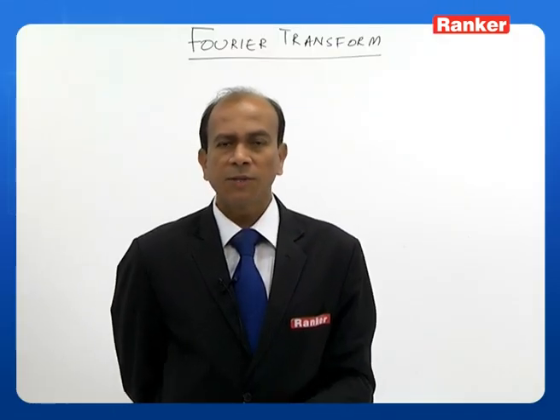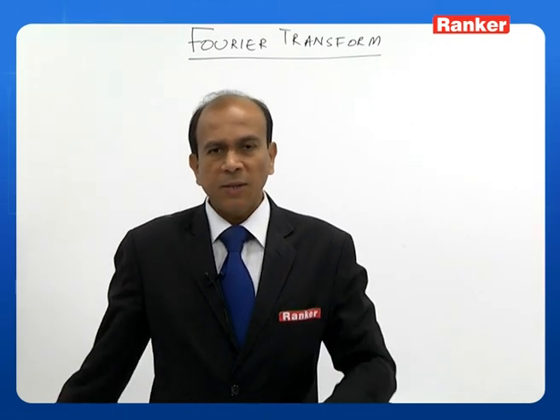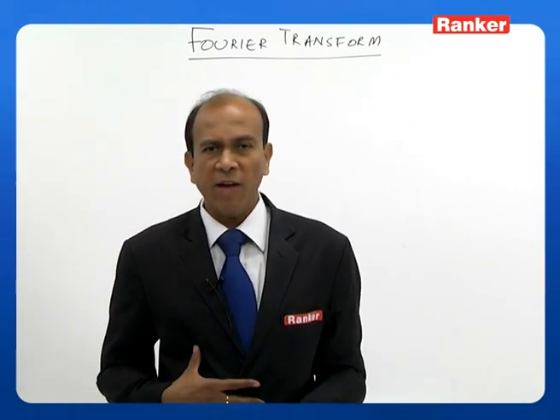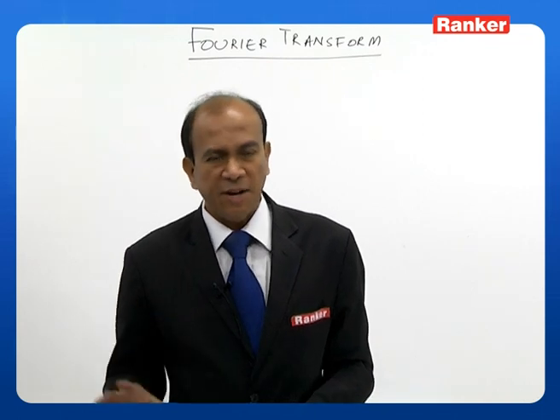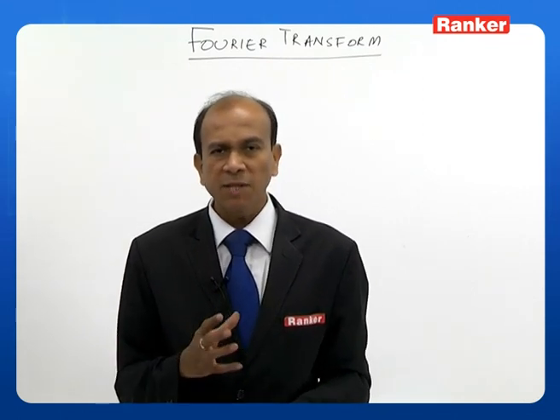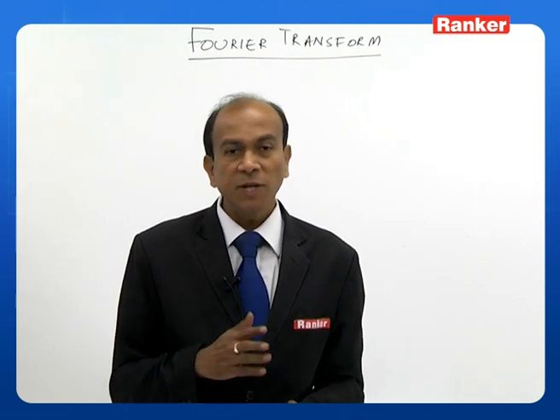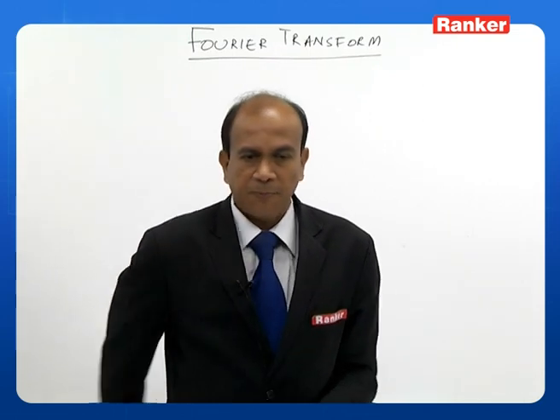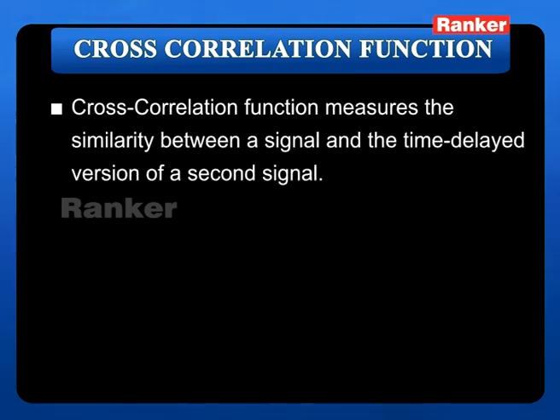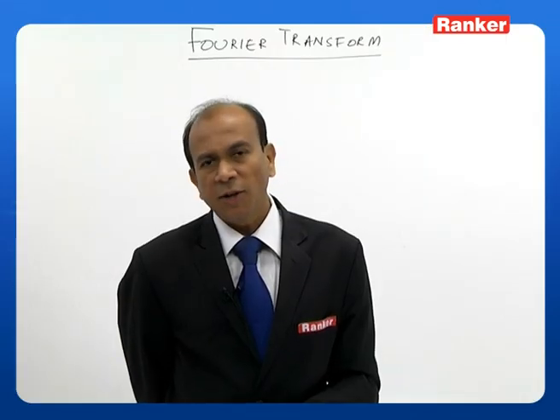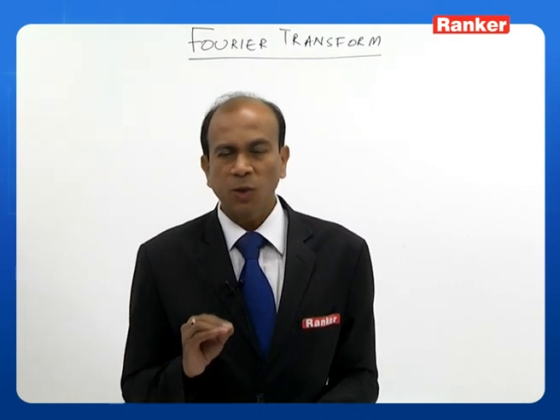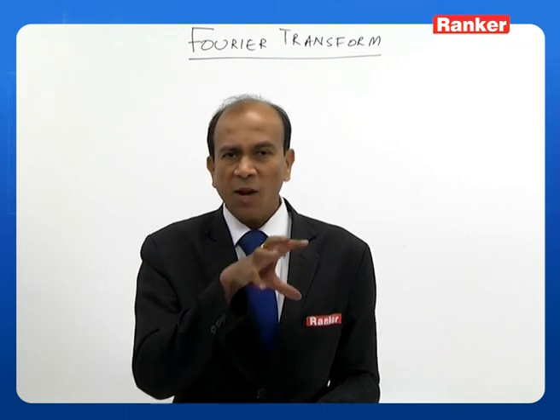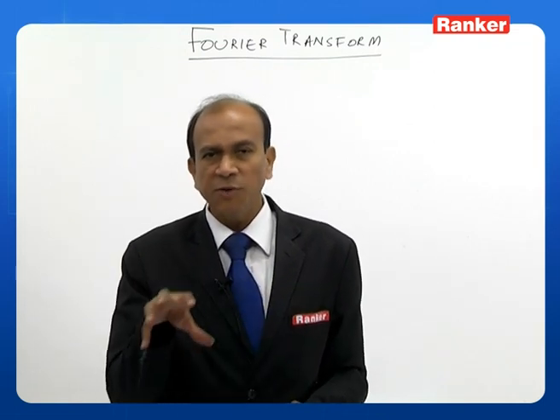Now, let us look at what is called the cross correlation function. As is obvious, the autocorrelation function is where we try to find the similarity between the same signal and its delayed version. Cross correlation talks about the similarity that exists between two different signals. Let us see the definition. The cross correlation function measures the similarity between a signal and the time delayed version of a second signal. So, when I talk about cross correlation, I am talking about two signals, signal 1 and signal 2. When I want to know the similarity between signal 1 and the delayed version of signal 2, that gives me a cross correlation.